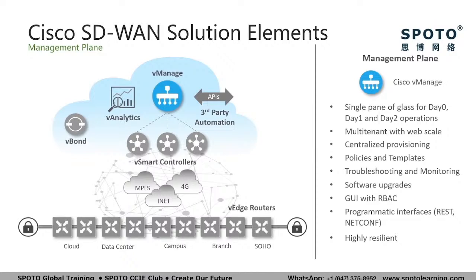Its programmatic interface enables DevOps operations. These interfaces can also be used to extract performance statistics collected from the entire fabric. Performance statistics can be exported into external systems or to the Cisco vAnalytics tool for further processing and deeper insight.